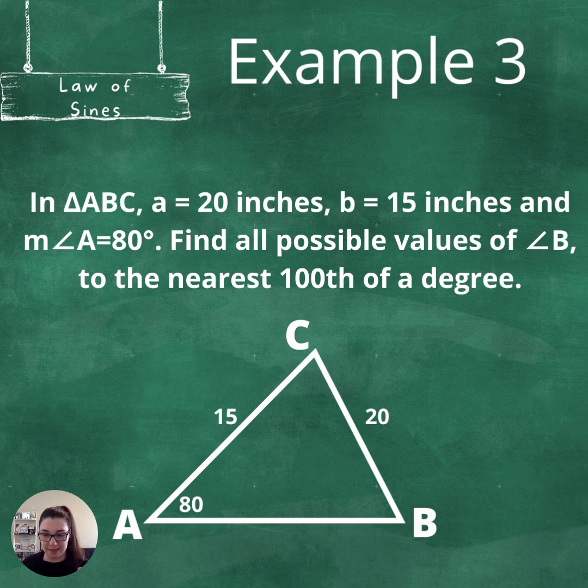Okay, example 3. In triangle ABC, lowercase a is 20 inches, lowercase b is 15 inches, and the measure of angle A is 80. Find all possible values of angle B to the nearest hundredth of a degree. Hundredth means 2 decimal places in case you forgot. Here's the picture.